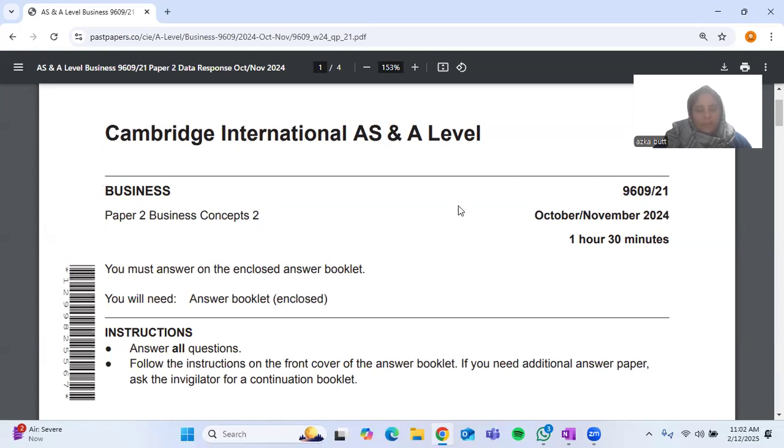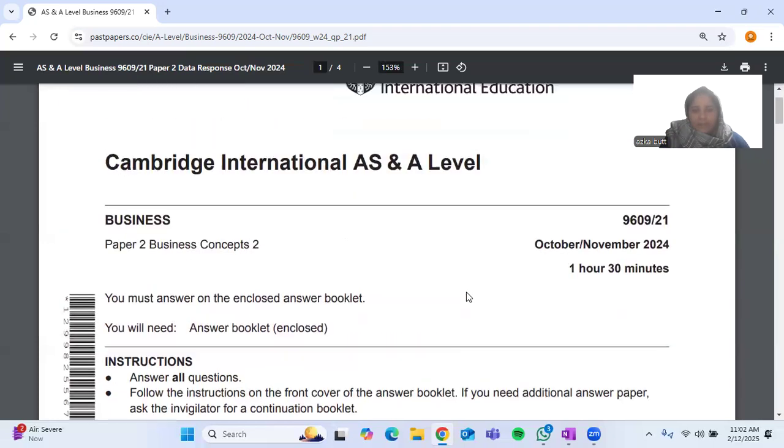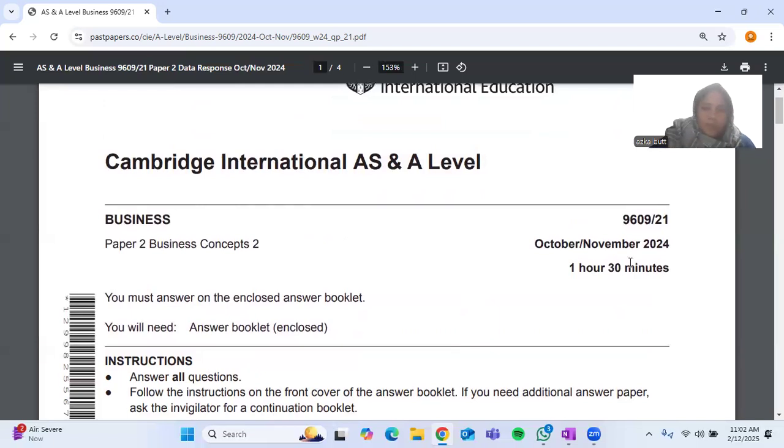You should give 1 minute per mark question. It means that for a 12 mark question, you should invest 12 minutes, and 8 minutes on an 8 mark question. The total marks for this paper is 60, so in total, you need to invest 60 minutes on this paper. The remaining 30 minutes, you should invest in reading the case study. And this is the latest paper, October 2024, paper 2, variant 1.